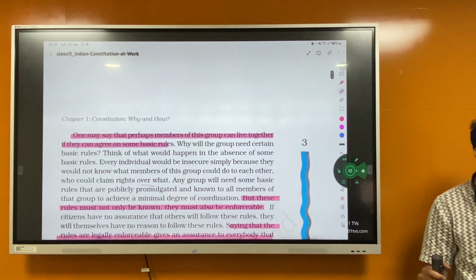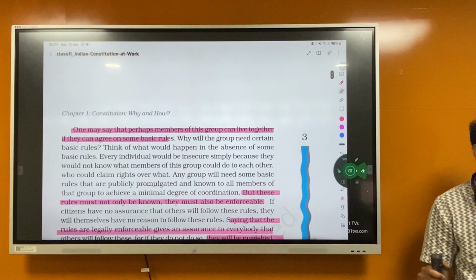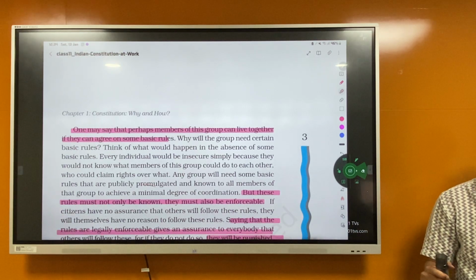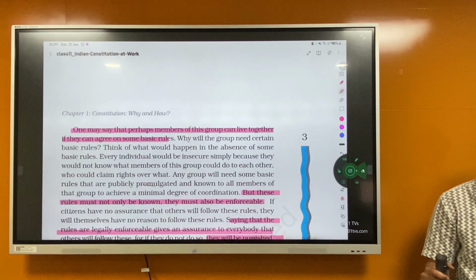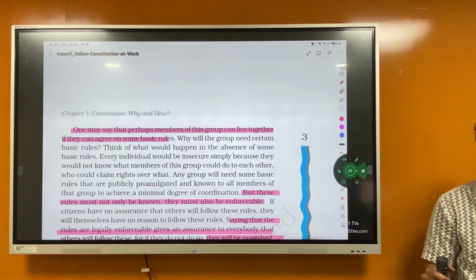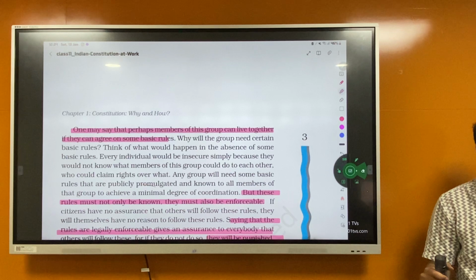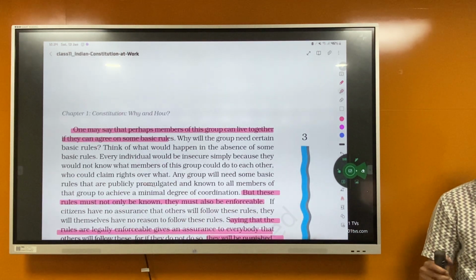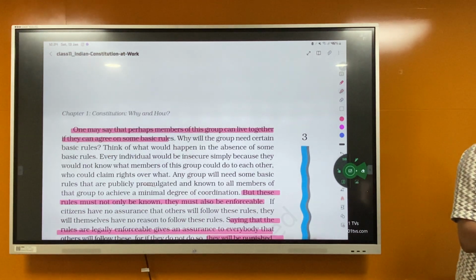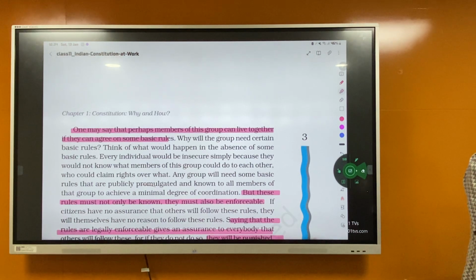Why will the group need certain basic rules? Think of what would happen in the absence of some basic rules. I have talked about natural rights when we started, so he's talking about that. If we don't have a rule, in natural rights there was never a rule. You are powerful, you are the mightiest one. So what if we don't have any basic rules? Every individual would be insecure simply because they would not know what members of that group could do to each other. It leads to insecurity. You might get killed. Or if you are making some money, he'll come and just loot you. That's my money. Okay?